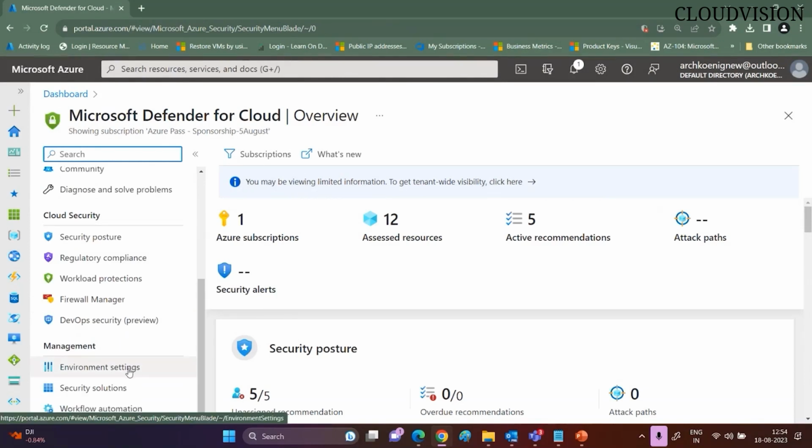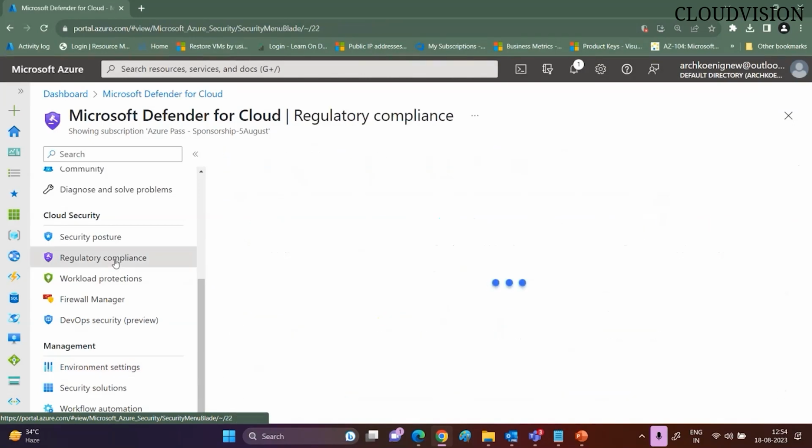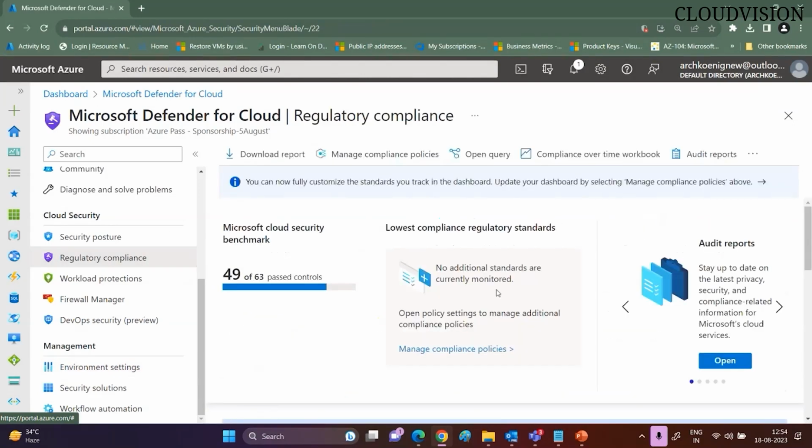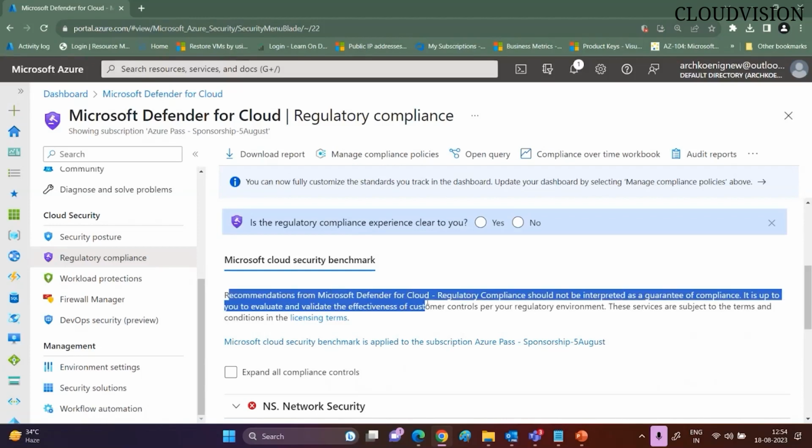You can go to the environment settings in your environment, or you can go to regulatory compliance. There you can see what type of standards have been applied. This is the one, Microsoft Cloud Security Benchmark, MS ASB or MSB. It has different versions. It says the cloud benchmark is applied. It's already applied to my subscription. So this is a recommendation of Defender for Cloud.